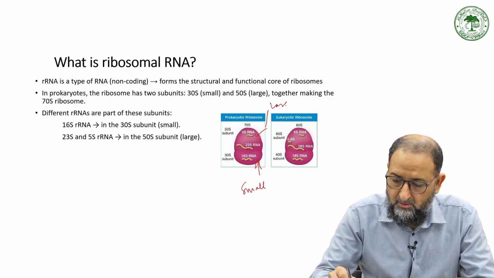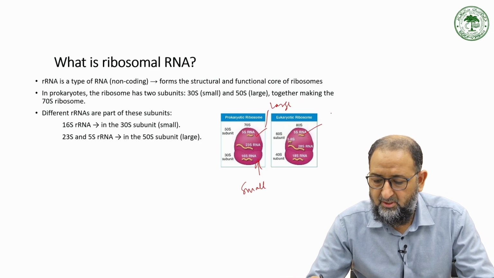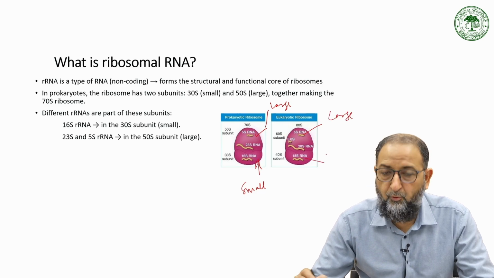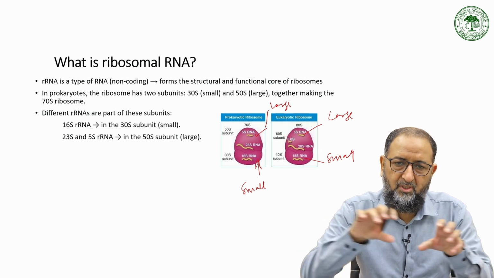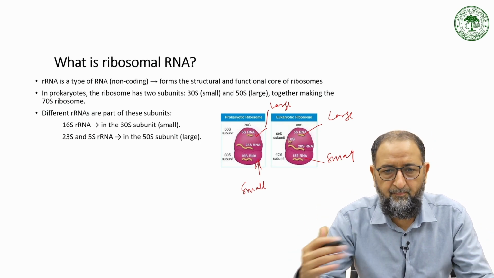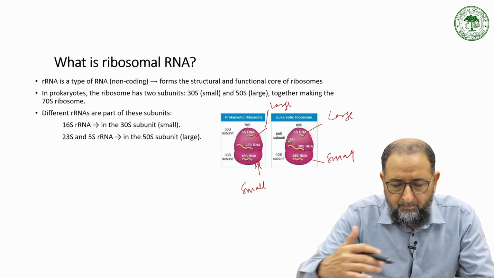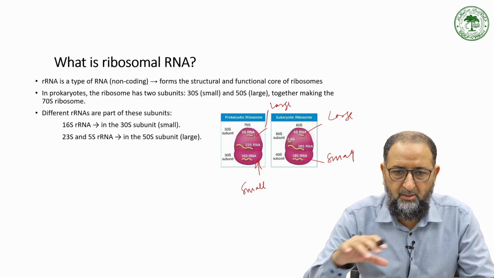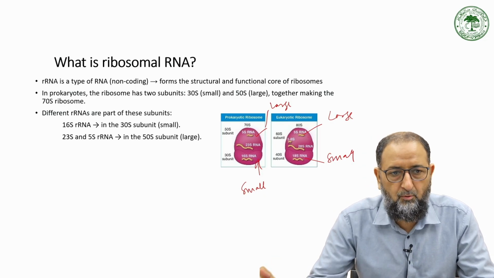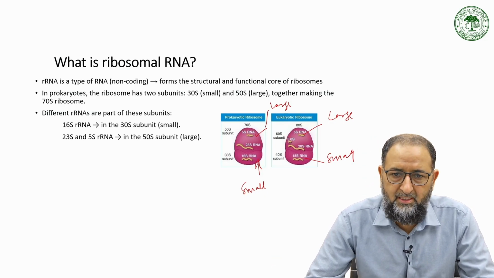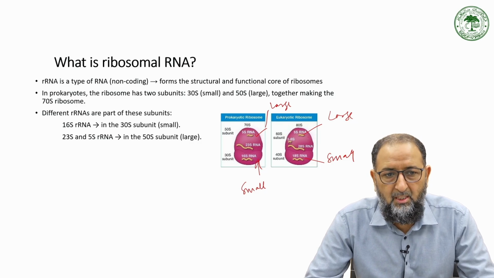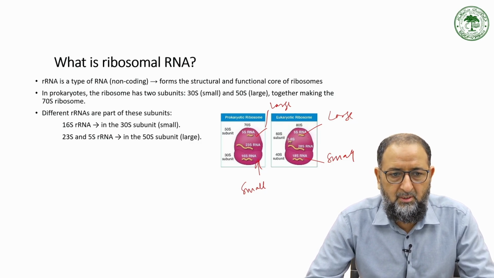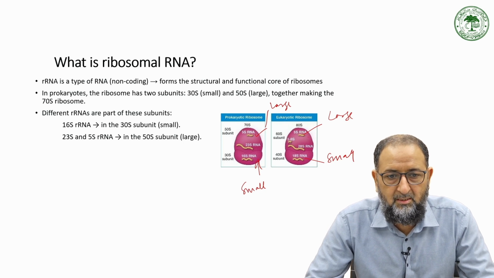Similarly, in eukaryotes, we have the 60S ribosome, which we call the large subunit, and the 40S ribosome, which we call the small subunit. These ribosomes form protein by decoding the mRNA. In prokaryotes the subunits are 30S and 50S; in eukaryotes, 40S and 60S. Different ribosomal RNAs, or rRNAs, are part of these subunits: 16S rRNA is part of the 30S subunit, while 23S rRNA and 5S rRNA are part of the 50S ribosome.